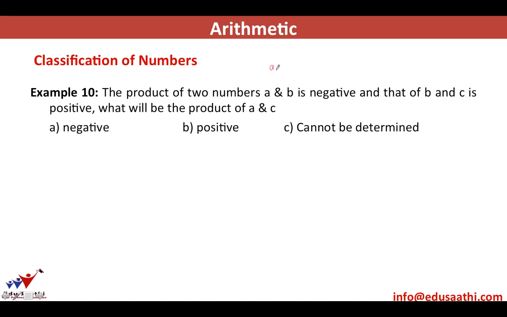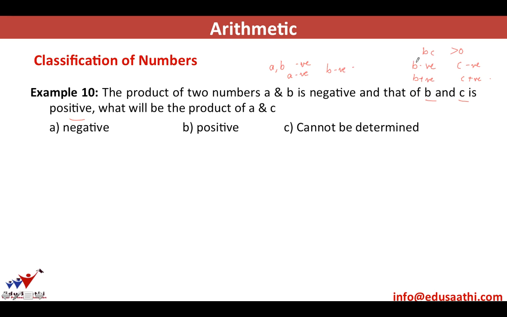The product of two numbers A and B is negative. That means one of them has to be negative. Either A can be negative or B can be negative. And that of B and C is positive. Now, B and C, the product is positive. That means it can be the case where when B is negative, C is also negative, and when B is positive, C is also positive.